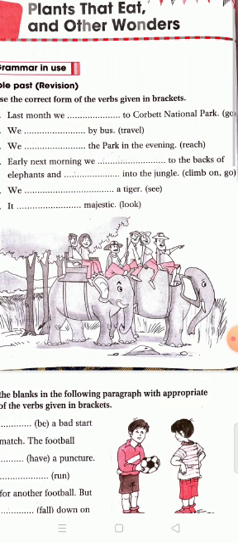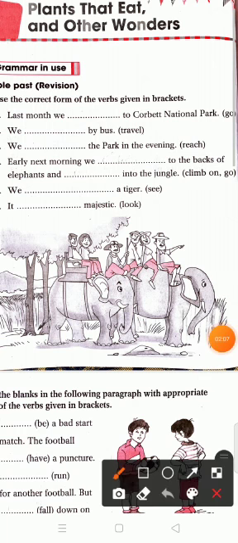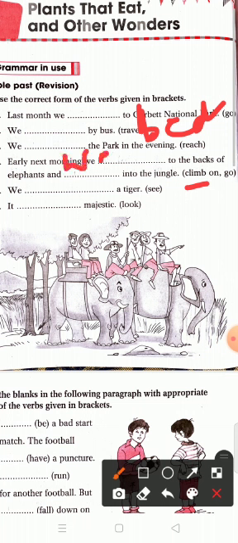Early next morning we dash to the backs of elephants and dash into the jungle. Climb on and go. Early next morning we climbed on to the backs of. Climbed. B-E-D. What to do? Less of a space is there. Chalo, you'll understand, hai na? We climbed on to the backs of elephants and went into the jungle. Fine.